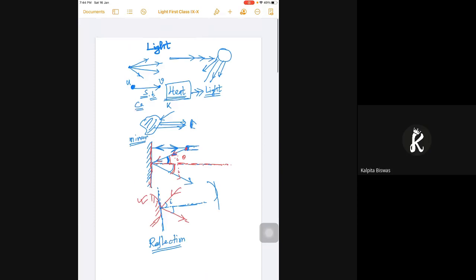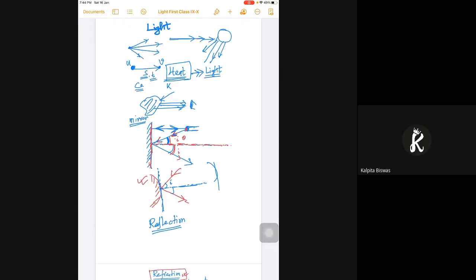Main thing. See, last class what we have discussed, quickly I'll just tell you. Light is a form of energy, as we all know, and where from it appears, where from it generates. It transforms in most cases from heat energy to light energy. We can also transform from electric to light directly. Conventionally, from heat to light, we get that.